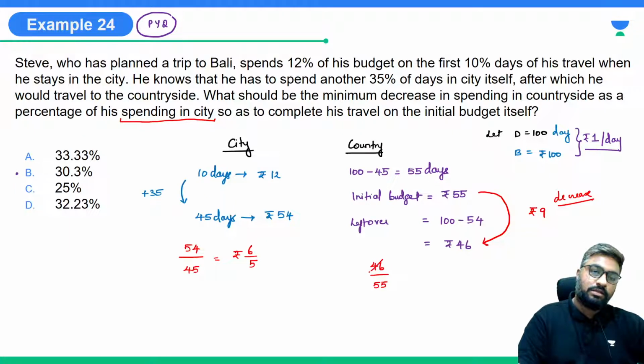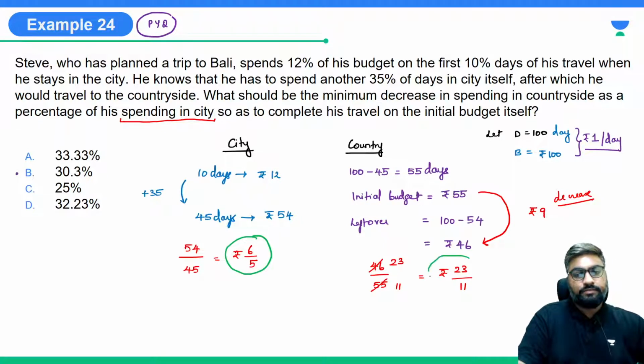Yeah, which is 23 by 11 rupees. So we need to find the decrease from this to this. Yeah, इधर से इधर कितना decrease? Sorry, this is 23 और गलत हो गया, गलत कर, ये कैंसिल नहीं होगा. 46 by 55 rupees only, okay, per day.